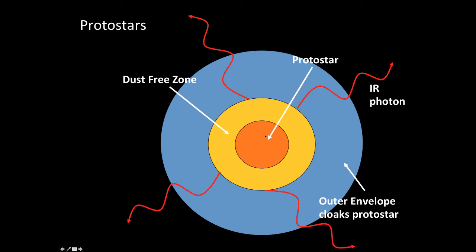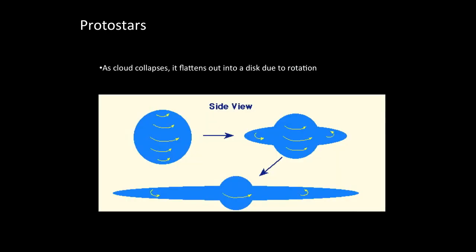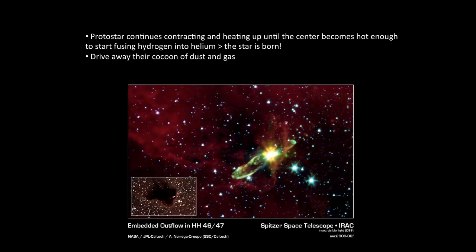You've got the hot central layer, you've got a region of gas that is free of dust out here that is emitting infrared radiation, and then you have a denser outer envelope, which is where all of the dust is, and that tends to cloak the protostar during its initial stages of evolution. As I mentioned, the cloud flattens out into a disk due to its rotation. The protostar continues contracting and heating up until the center becomes hot enough to start fusing hydrogen into helium, and that is when the star is officially born.